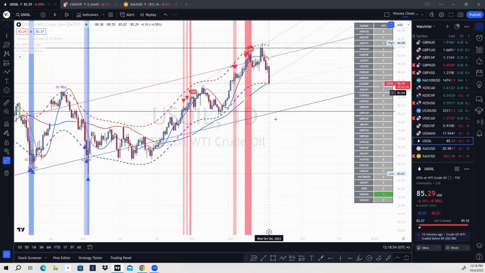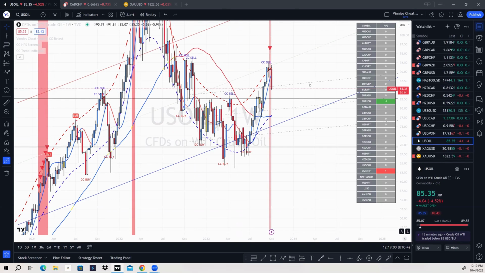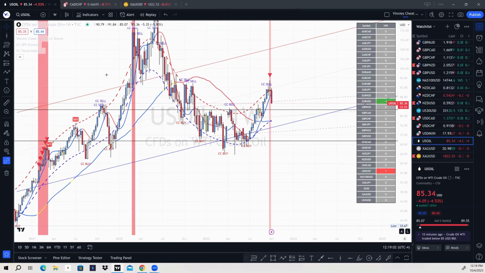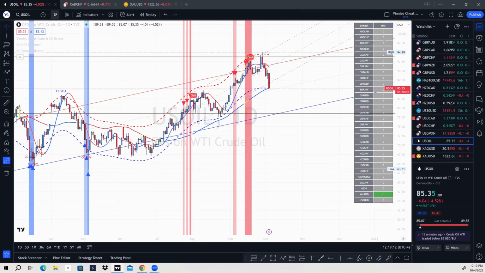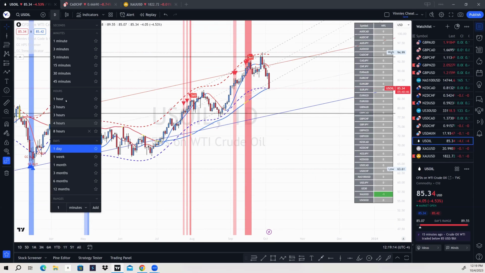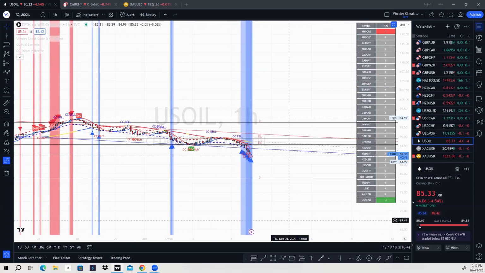Okay. Let's take a look at the weekly real quick, just to give us an idea. So price can definitely drop lower on oil on the weekly time frame. So we're definitely going to get a pullback on the daily for price to go lower. So let's take a look at the 1 hour time frame again. And hopefully I'm not confusing you guys.